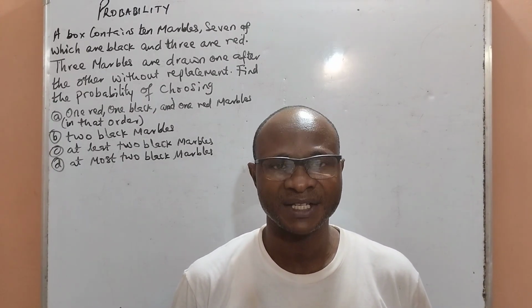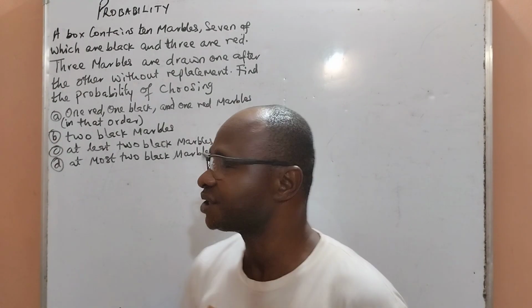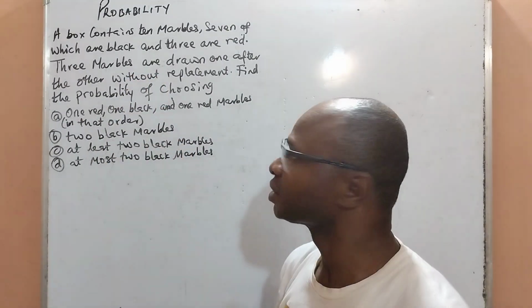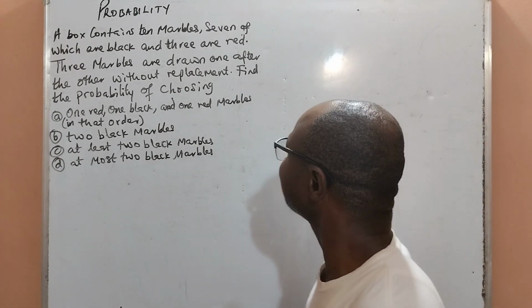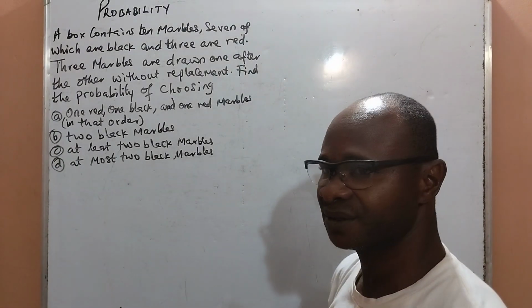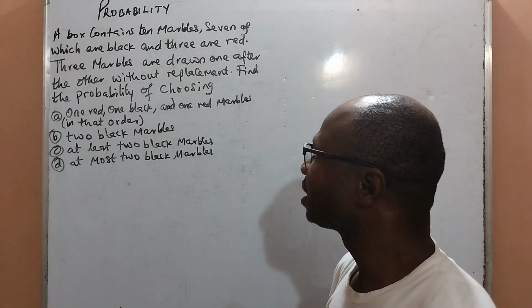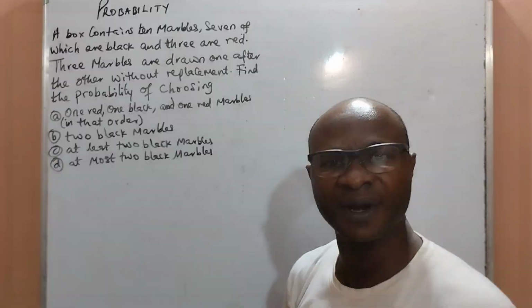In today's maths class, we shall be taking a question from probability, and it is given to us as written on the board. A box contains 10 marbles, 7 of which are black and 3 are red. 3 marbles are drawn one after the other without replacement from the bag.